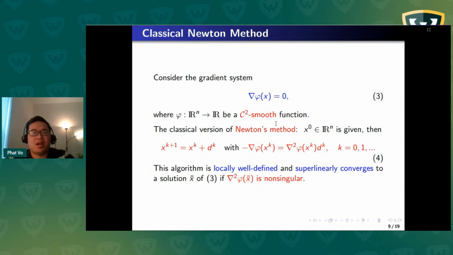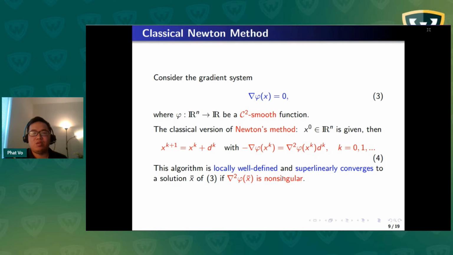The second part, I will recall the classical Newton method for solving the gradient system. Here is the classical Newton method. It is used for solving the gradient system, and the classical Newton method is generated by this sequence. The classical result is that this algorithm is locally well defined and superlinearly converges to a solution x bar of the gradient system if we have the assumption that the Hessian matrix is not singular.